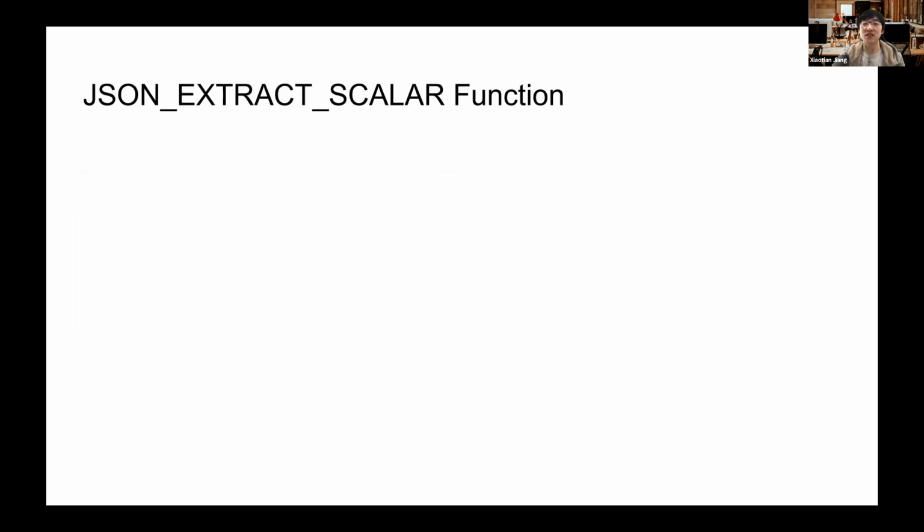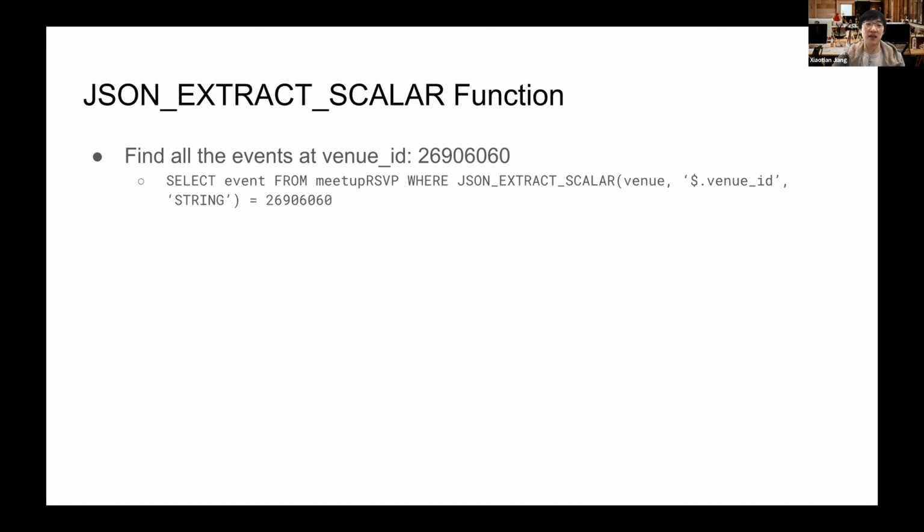Luckily, we have an inbuilt function in Pinot called JSON extract scalar. It leverages the JSON parse library to extract any field within a JSON string. So let's look at some examples. First example: give me all the events at this venue ID. I can select the event from this table, where we extract the venue ID from the venue field, which has the value of the ID I'm interested in.